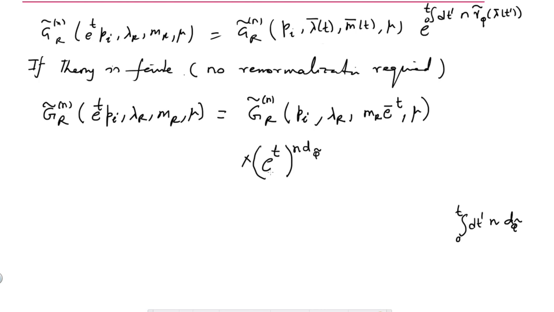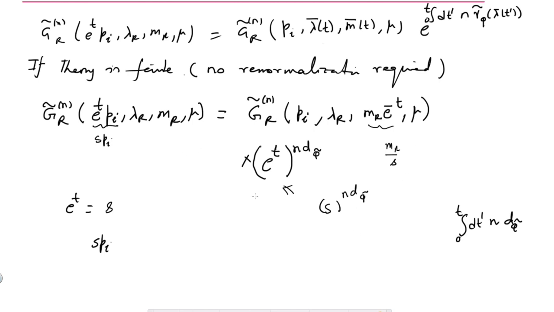Okay, so what it is saying is, think of e to the t as s, new s. Okay, you can call it s. So it is just s times p i. So all the momenta I have scaled up by s times. Then here in the argument, this will become m R over s, because e to the minus t is the inverse of e to the t, so it will be 1 over s. And this factor is s to the power n d phi tilde.